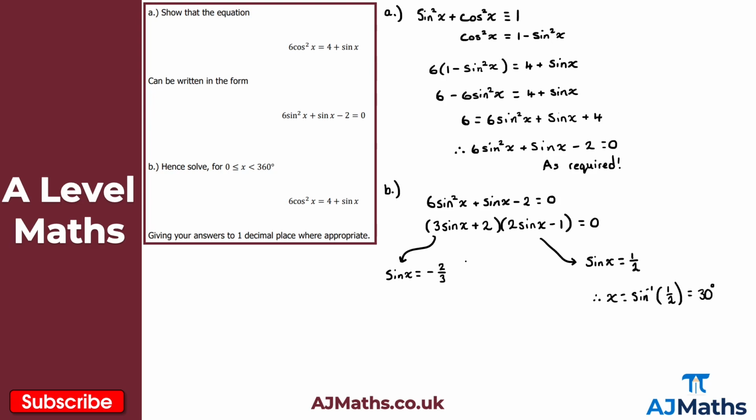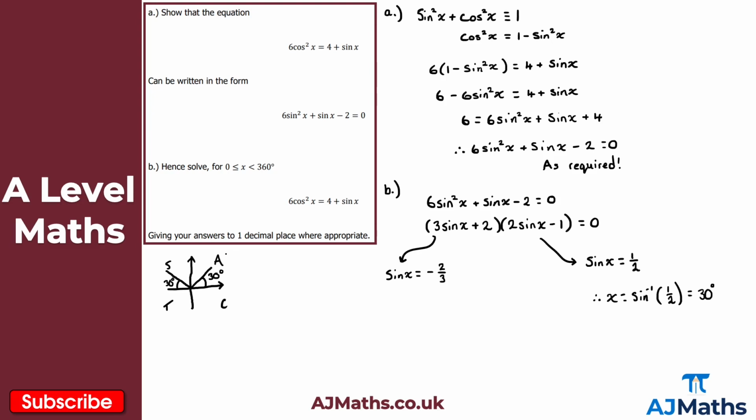Now to obtain the full set of solutions here, what I'm going to do is use a CAST diagram. So if we do that over here, it doesn't need to be perfect. Let's just draw my 4 quadrants like so. I've got C, A, S, and T here. Okay. So we're working with sine here. So where is sine positive? Well, sine is positive in this quadrant here. So this angle would be the 30 degrees. So that's 30 degrees there. And sine is also positive in this quadrant here. Okay. So that's also 30 degrees.